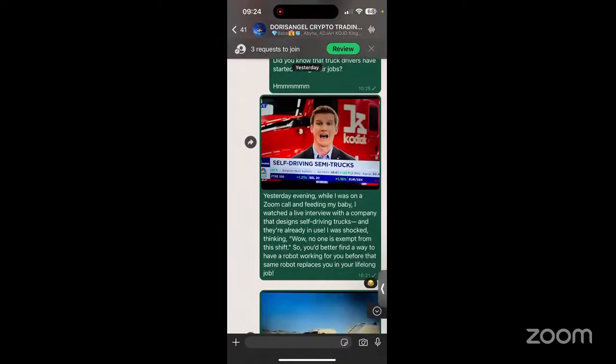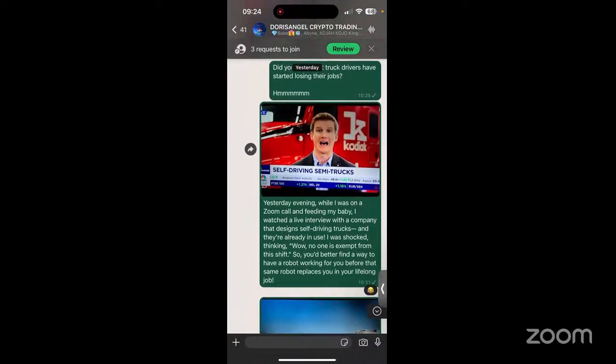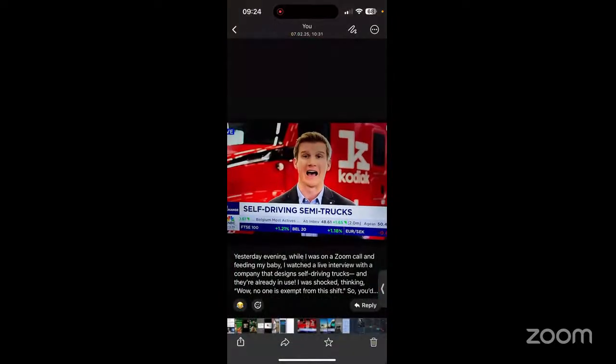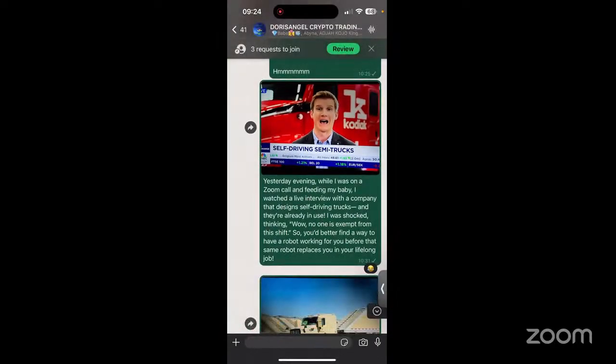I want to show you another thing too. I saw this, that was Friday. Friday we had a lot of back-to-back meetings. On the evening meeting, I was watching and at the same time feeding, and I was on Zoom. I saw these self-driving semi-trucks. They started working. I said, Jesus. So all the truck drivers, what would they do now? Imagine a robot coming to suck you out of your lifetime work, a work that you do for life. Then you just wake up one day, they fire you just because now the robot is driving the trucks. They don't even need humans.